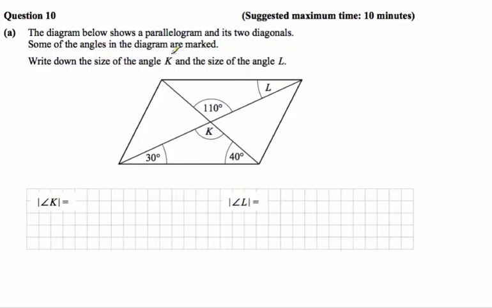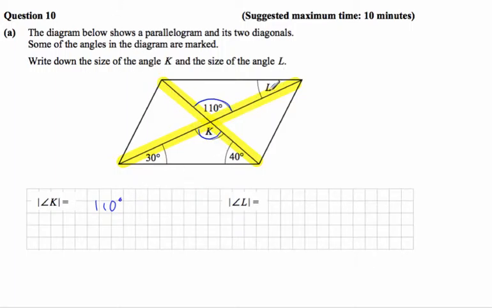Okay, well if we look at these two diagonal lines, if you have two lines crossing each other, well then the angles that are opposite each other, like this, are equal. So if this is 110, then this angle here is 110 degrees also.